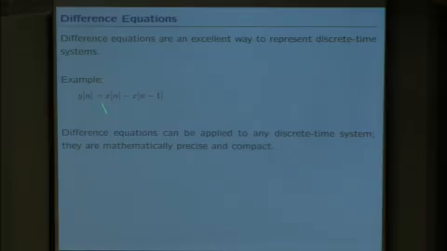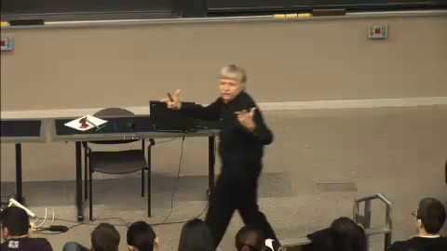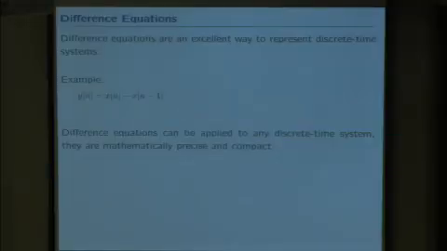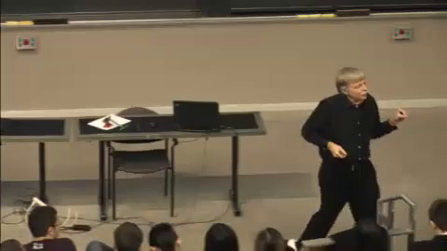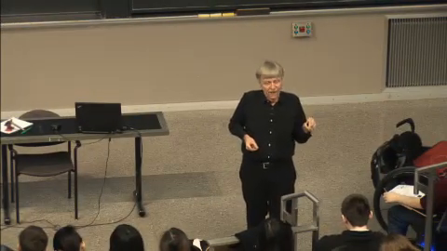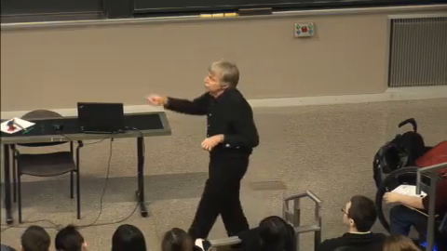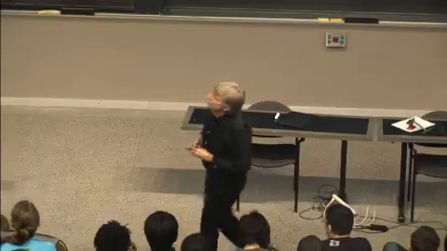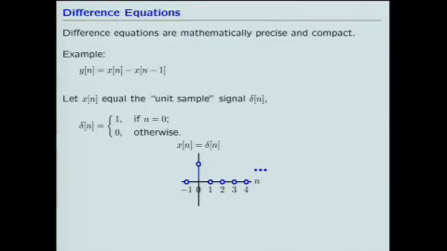Simplest possible example here. Say I have an output y that, for reasons that I don't care about, I know can be represented as the difference between two values of the input, x at time n and x at time n minus 1. That's a way to represent the behavior of a system, a discrete time system, by using a difference equation. That's, in fact, almost a complete description of the system. So let me just explain the way you would use that. It's almost because I didn't tell you anything about the input.